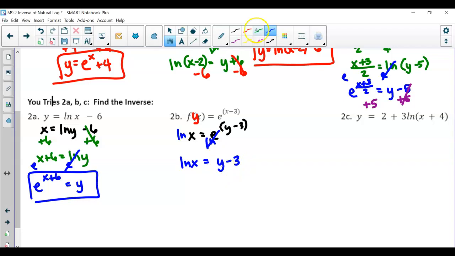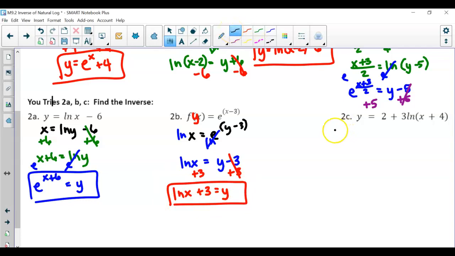However, we're still solving for y, and because we're subtracting 3 from it, so what do we have to do? Add 3 now to both sides. So here the inverse function, y is equal to the natural log of x plus 3. And then for the last one, you have a natural log. So let's switch the x and y.